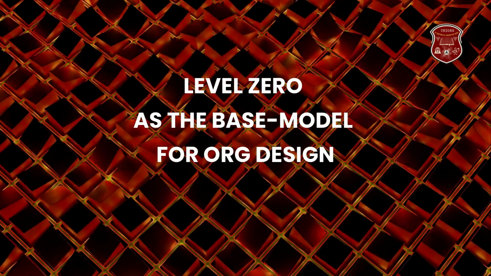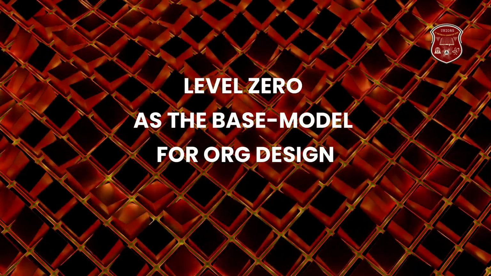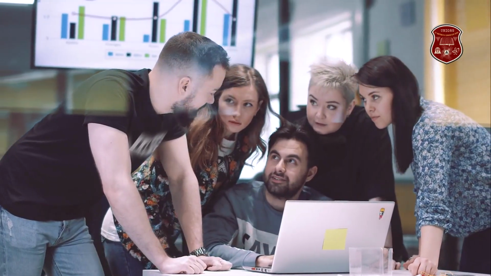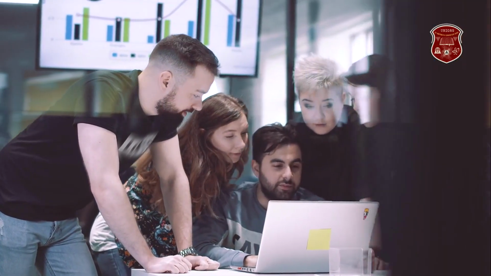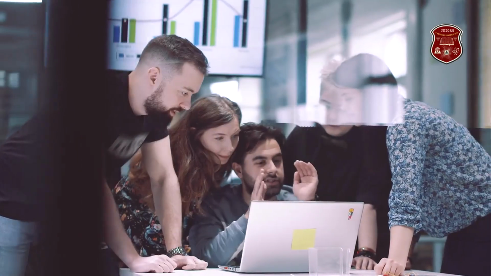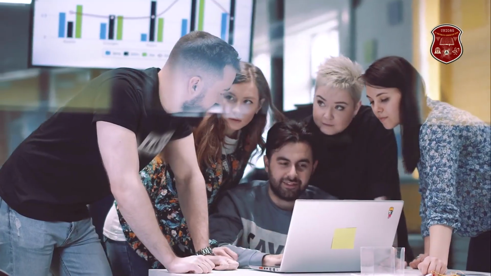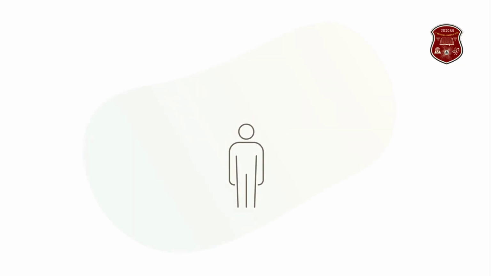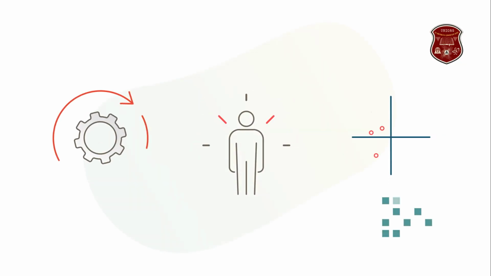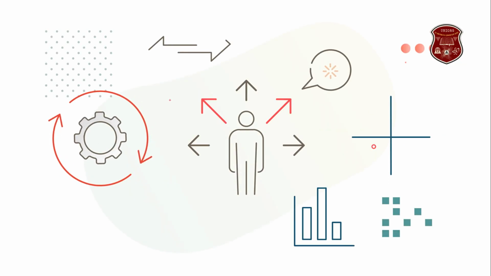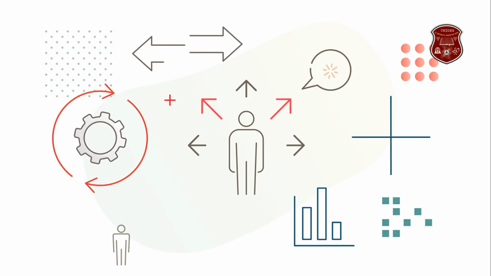Level 0 as the base model for org design. Traditionally, a consultant who does organizational design would use the organizational structure, also known as an organogram, as a base model for the design. In other words, they would develop individual processes for the different departments or units. For instance, there would be processes for human resources, finance, sales, production, and so on.